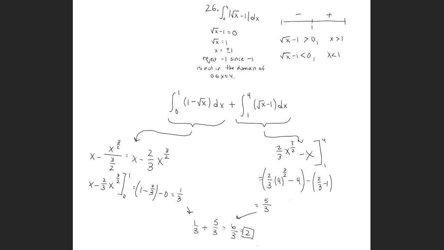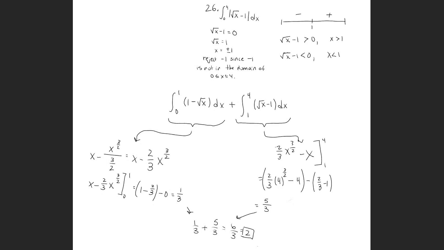And then you can find that the values are negative when x is less than 1, and positive when x is greater than 1. And then you split it up into intervals, where from 0 to 1 it's 1 minus rad x, and from 1 to 4 it's rad x minus 1, since it's negated.